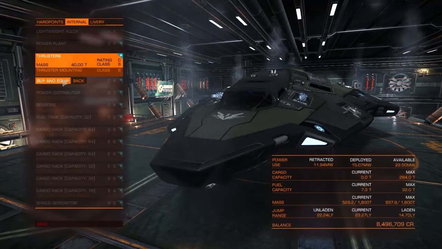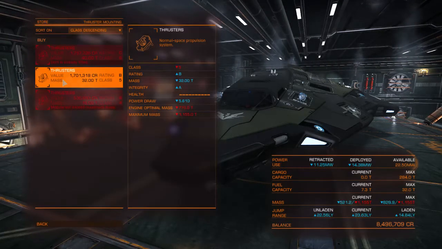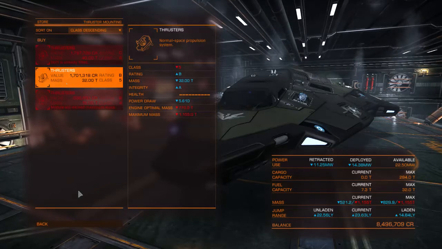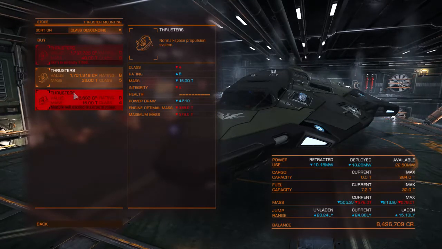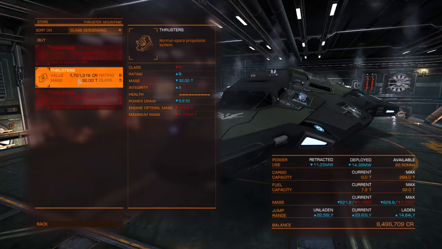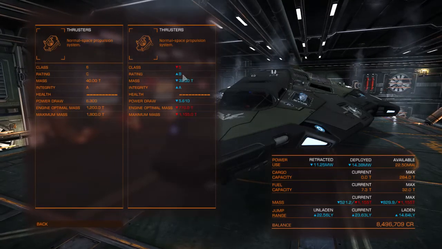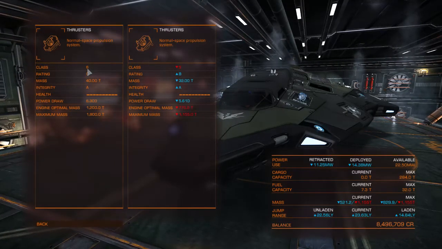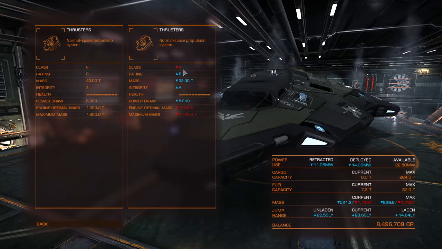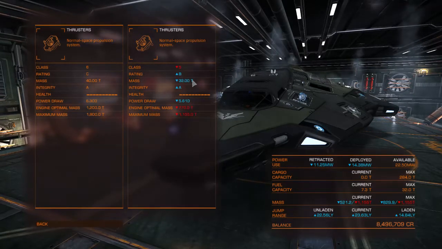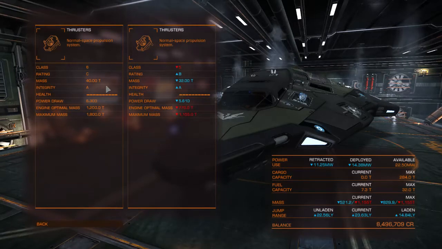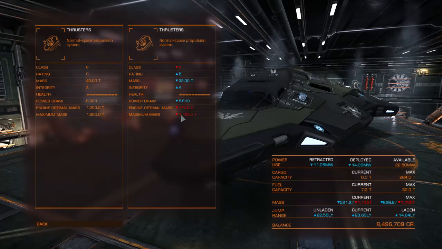So there is a bit of a gray area in classes when you're looking at stuff like thruster mountings or fuel scoops. So here we have a class 5 thruster, and we're going to compare it to a class 5B thruster, and we're going to compare it to a class 6C thruster. So it's a higher rating, but it's a lower class, so it's going to be a smaller part. You can see that in the mass. It's lighter. It's going to have less power draw because it's a smaller part, but the optimal mass and the maximum mass are going to be lower.